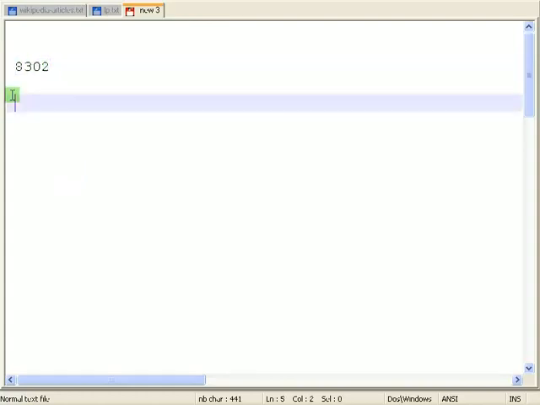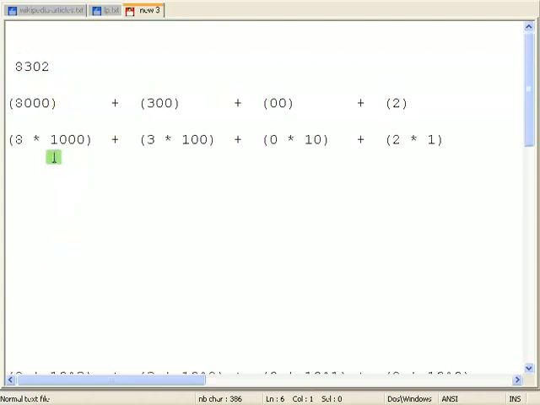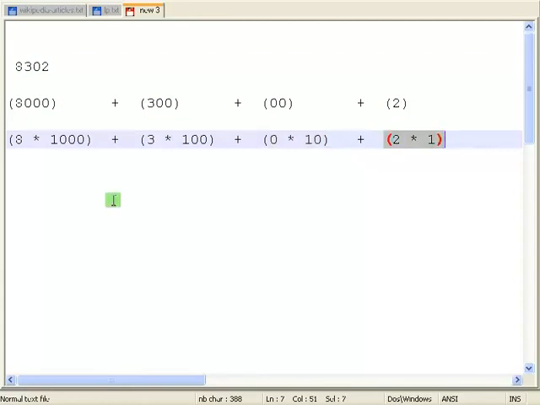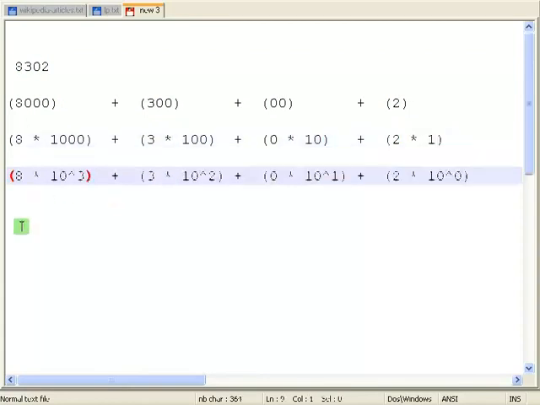Well, this is equivalent to 8,000 plus 300 plus 0 plus 2. That gets us 8,302. This in turn is equivalent to 8 times 1,000 plus 3 times 100 plus 0 times 10 plus 2 times 1. And this in turn we can redefine as 8 times 10 to the third, 3 times 10 to the second, 0 times 10 to the first plus 2 times 10 to the 0th. And remember, anything to the 0th power is equal to 1.